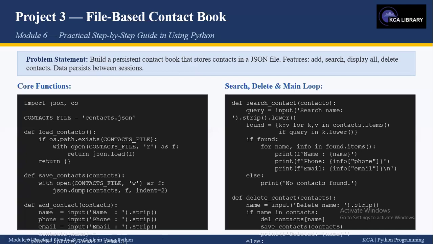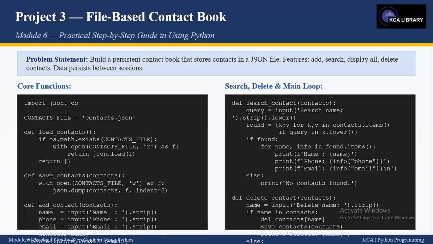The load_contacts function checks whether the JSON file already exists before attempting to read it. The search function uses a dictionary comprehension to find partial name matches. The delete function removes an entry and immediately saves the updated contacts back to the file.